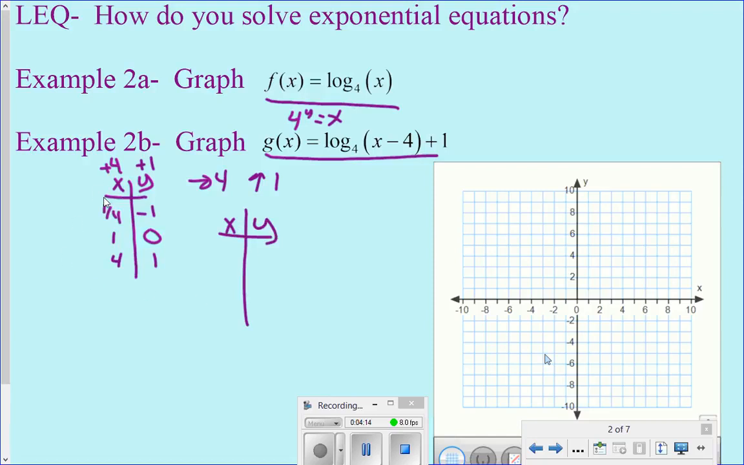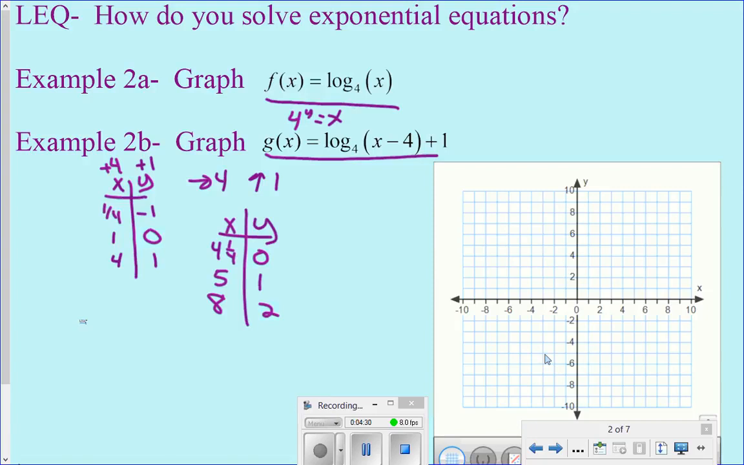So I'm going to add 4 onto 1/4 to get 4 and 1/4. I'm going to add 1 onto negative 1 to get 0. I'm going to add 1 onto 4 to get 5, and 0 onto 1 to get 1. And 4 onto 4 to get 8, and 1 onto 1 to get 2. So there's my new table.